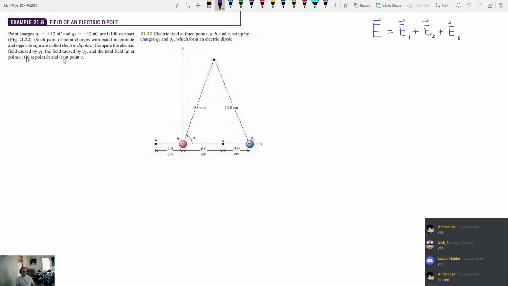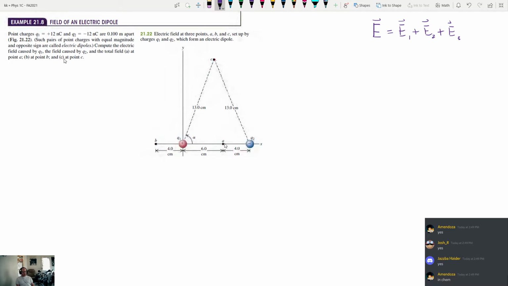We want to compute the electric field caused by Q1, the electric field caused by Q2, and the total field at point A, point B, and point C. So point A is right here, point B is right here. These two are going to be very, very simple, and then point C is up here, which is going to be a little trickier, although it's still not that hard. So let's go about doing that. Notice there's 9 things that you have to calculate in this problem, because we want to find the electric field caused by Q1, the electric field caused by Q2, and the total field. So 3 different things: the field caused by Q1, the field caused by Q2, and the net field at this point. That's the first thing that we want to do.